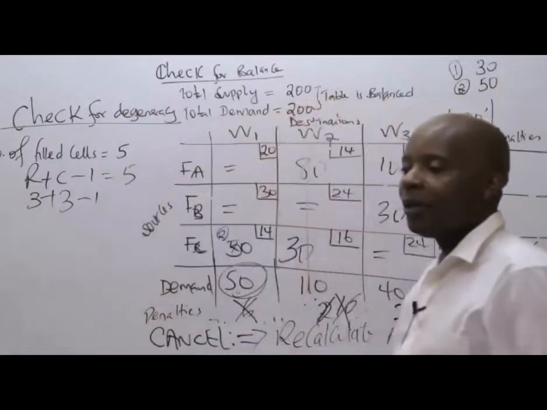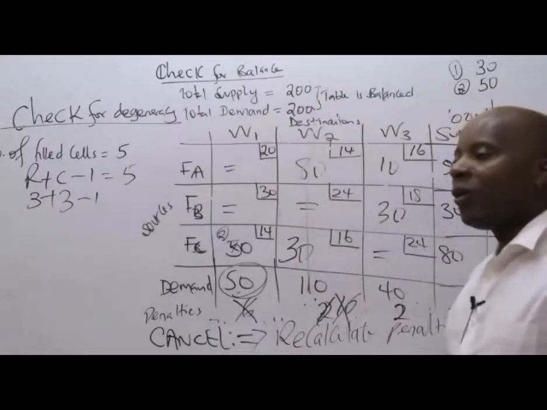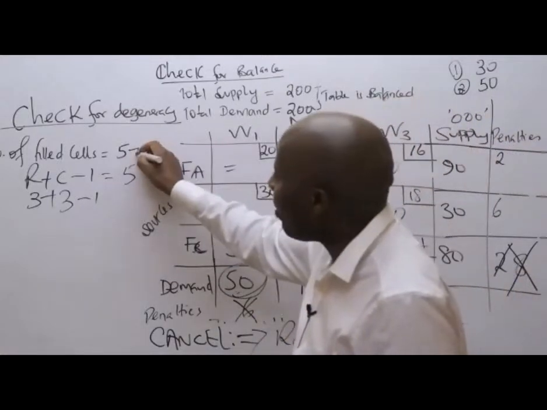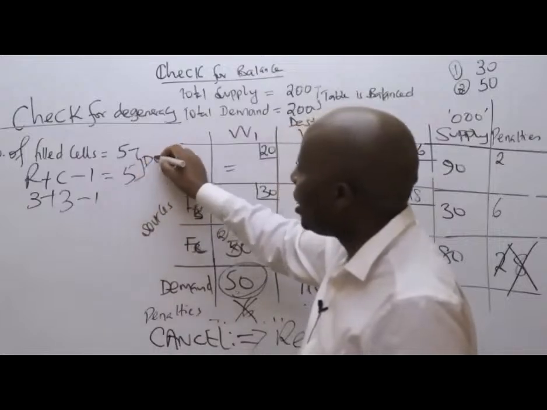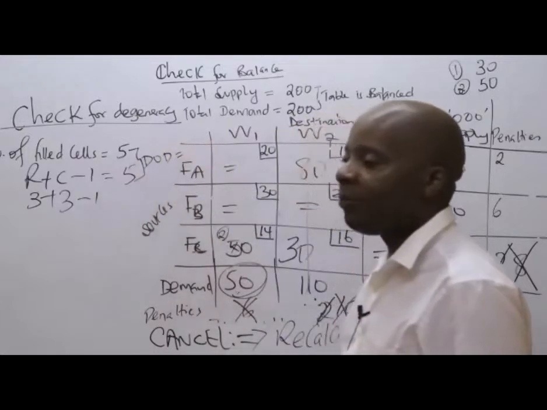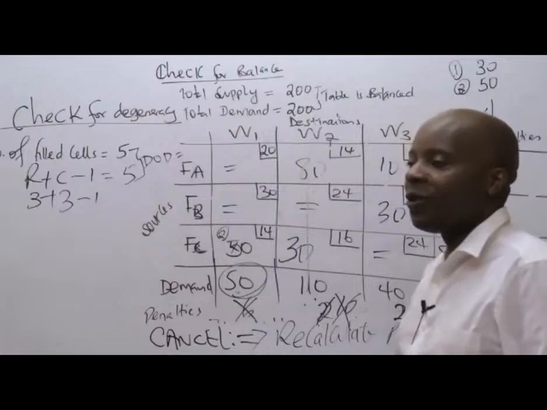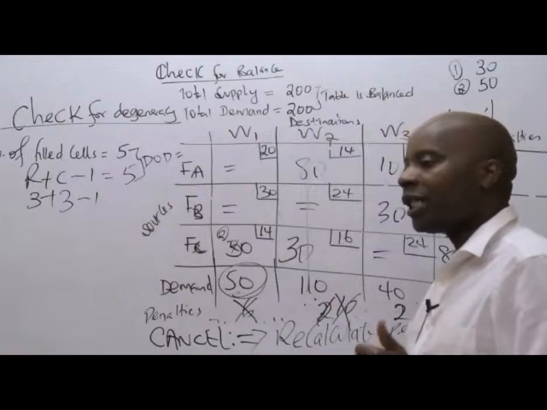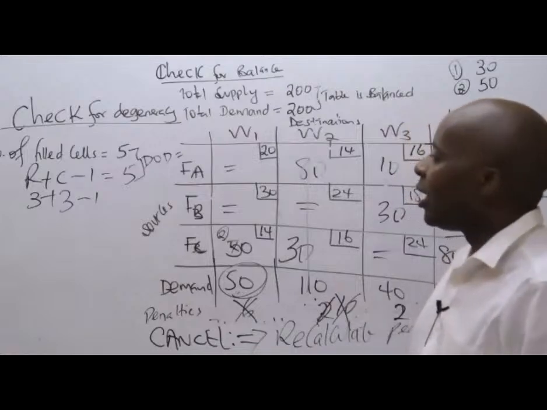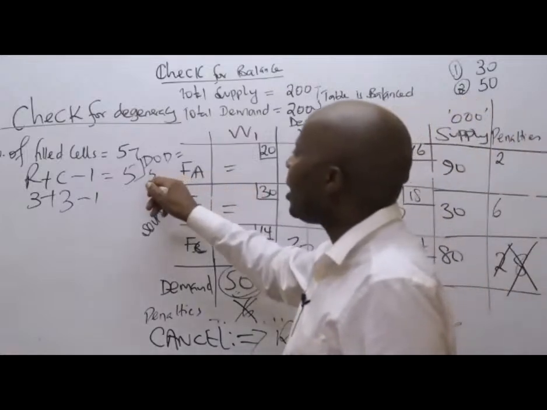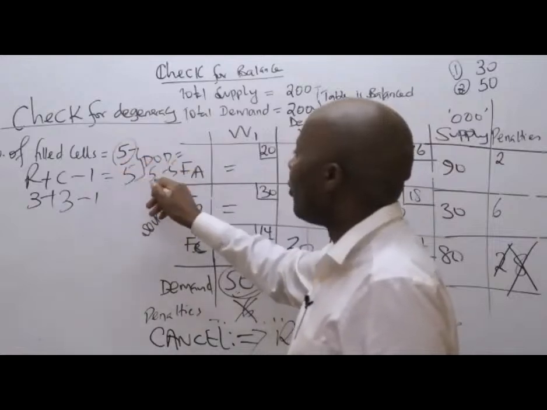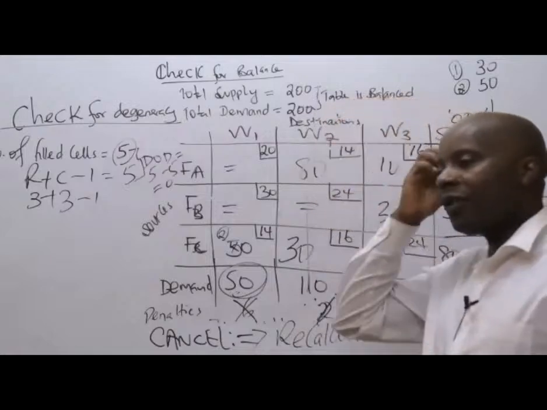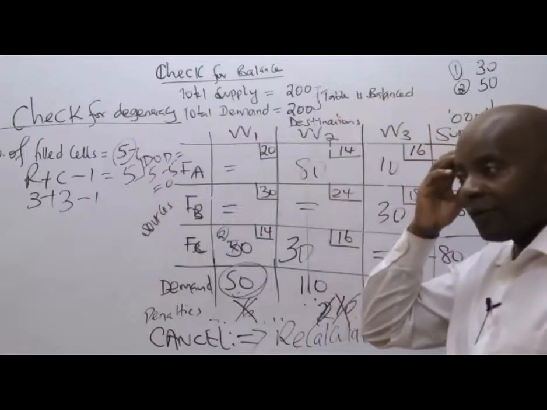So ladies and gentlemen, listen. When they want me to give them the degree of degeneracy, I'll give them this difference. This difference is what we shall be calling the degree of degeneracy. Somebody may confuse that for Department of Defense. So DOD stands for degree of degeneracy. I'll take 5 minus this 5. So 5 minus 5 gives me 0.